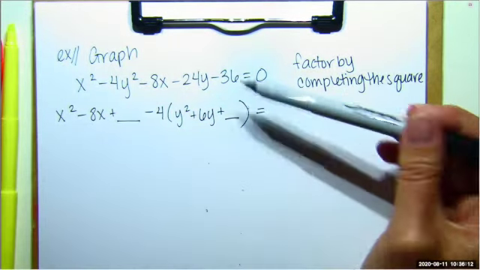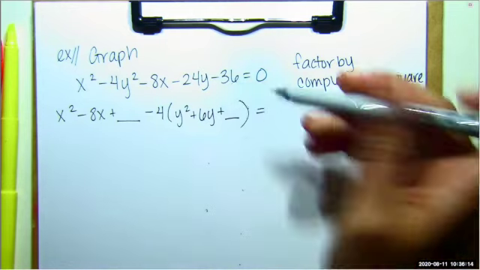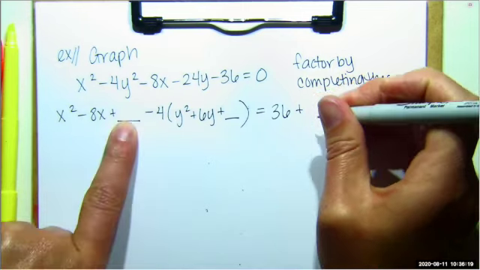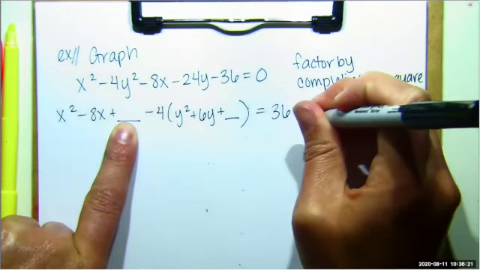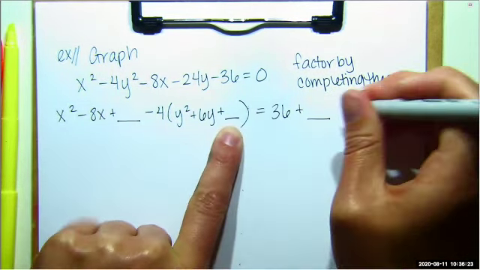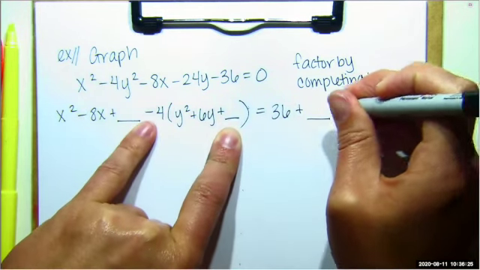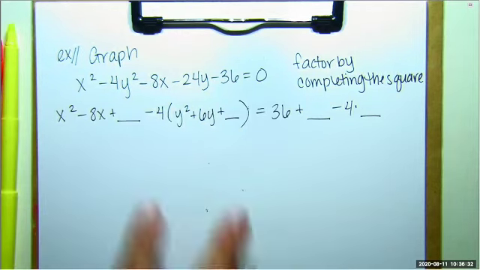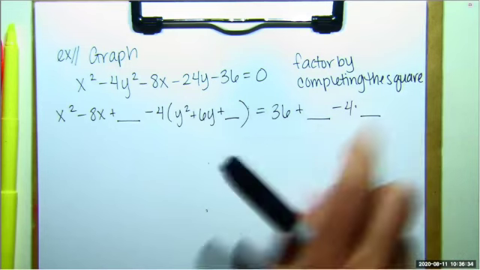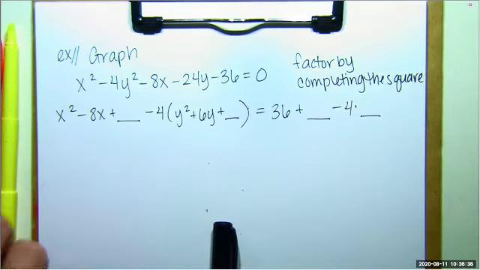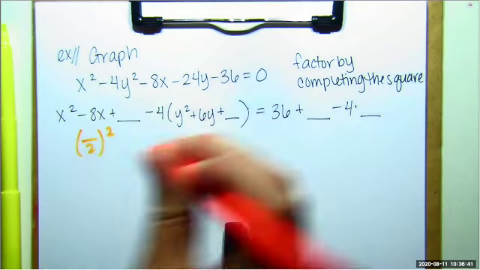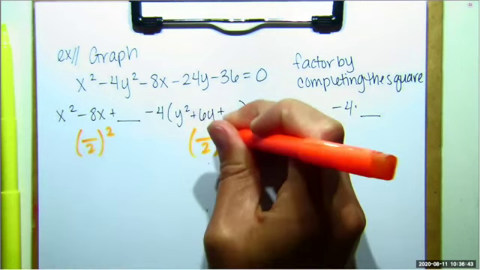On the right side, I want to take this constant and move it to the right, so that makes it positive 36. Then I need to remember whatever I add on this blank, I need to add over here. And whatever I add here, I'm actually adding -4 times this, so I need to do -4 times this blank. Okay, next up, in order to complete this factorization, we're completing the square. Our process is always the same: divide by 2 and square.